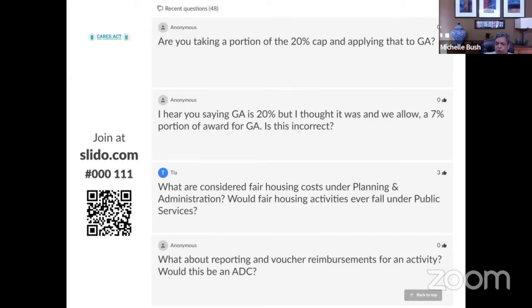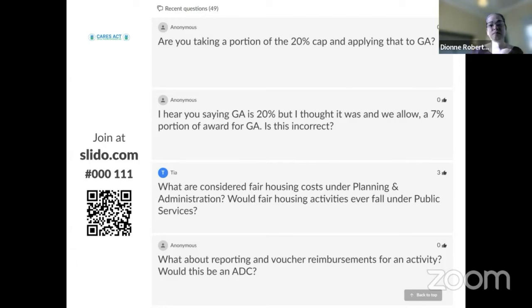Okay, what are considered fair housing costs under admin? Dion, could you take that one? Sure, absolutely. Pretty much any of your fair housing costs related to fair housing planning, either your analysis of impediments, your assessment for fair housing services provided to the community, or fair housing month activities, can all be done under planning and admin. You can certainly choose to provide some services under public services. Just be aware that they would contribute towards the 15% cap.